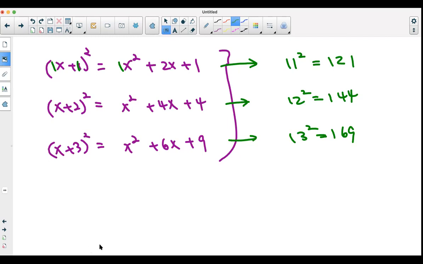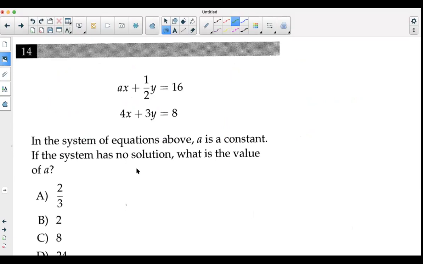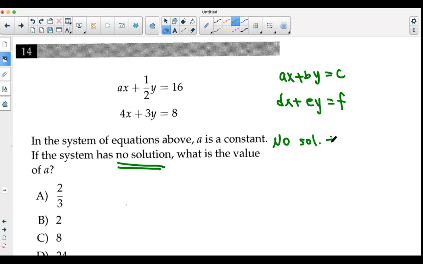All right. So the next question that was requested was number 14. All right, so number 14, what do you realize? They say the system has no solution. So when the question says no solution, what does that imply? Generally, when I have ax plus by equals c, and dx plus ey equals f, when we say no solution, then that implies the coefficients have to be in proportion, as you guys know.